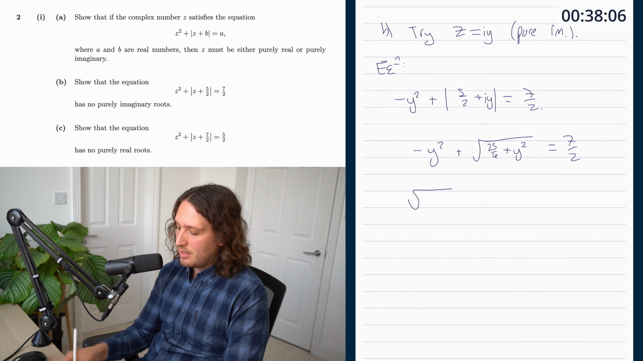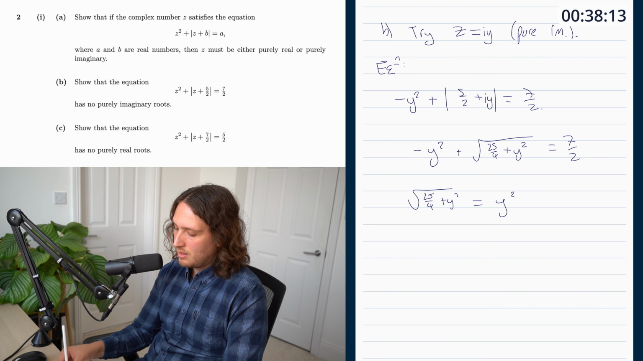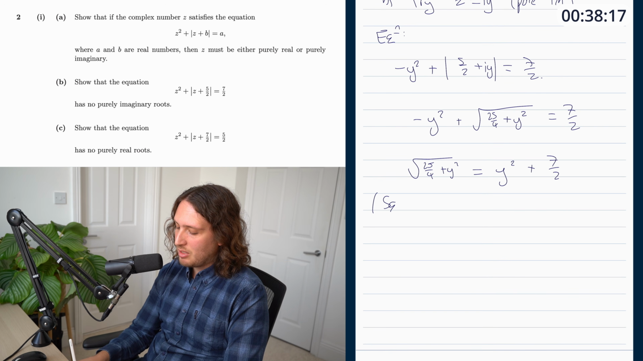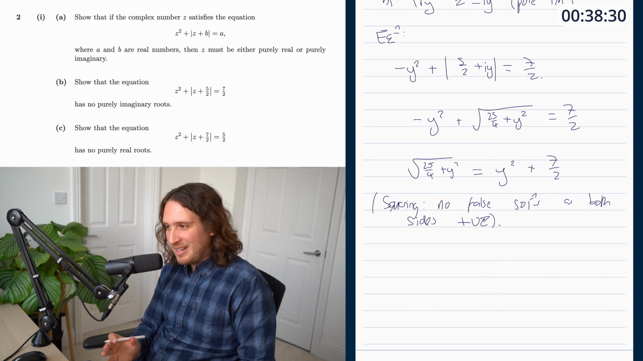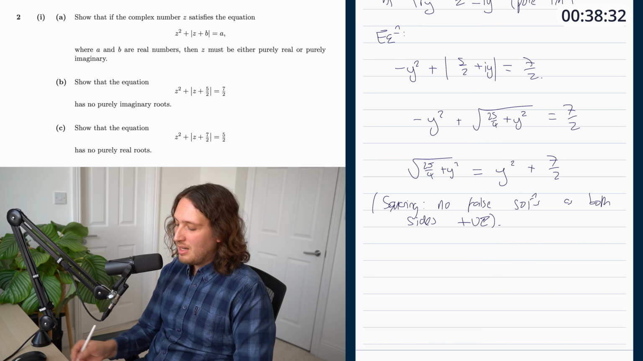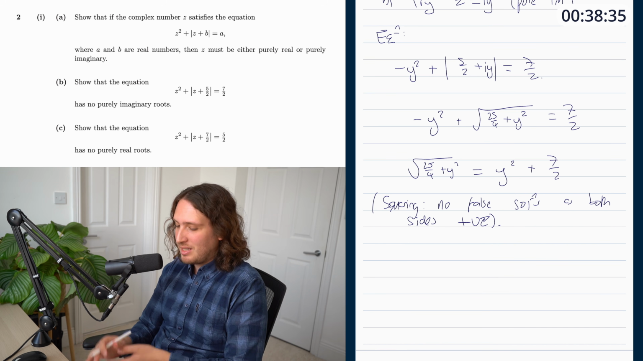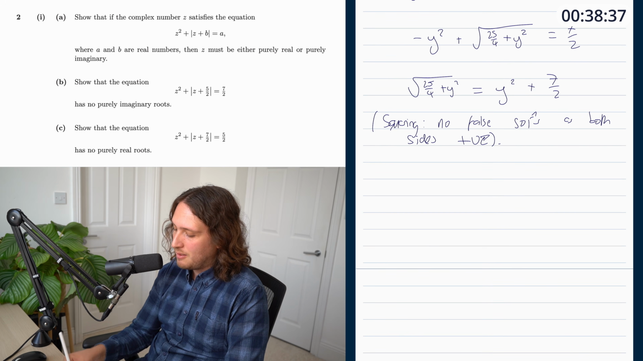Okay, now I can do this, make the square root the subject, and then square both sides. I'm going to make a quick comment here, so I'm going to say squaring, no false solutions as both sides positive, because what can lead to false solutions from squaring is that things where you were out by a sign are now going to become solutions. But for two things that are manifestly positive, there's no prospect of being out by a sign.